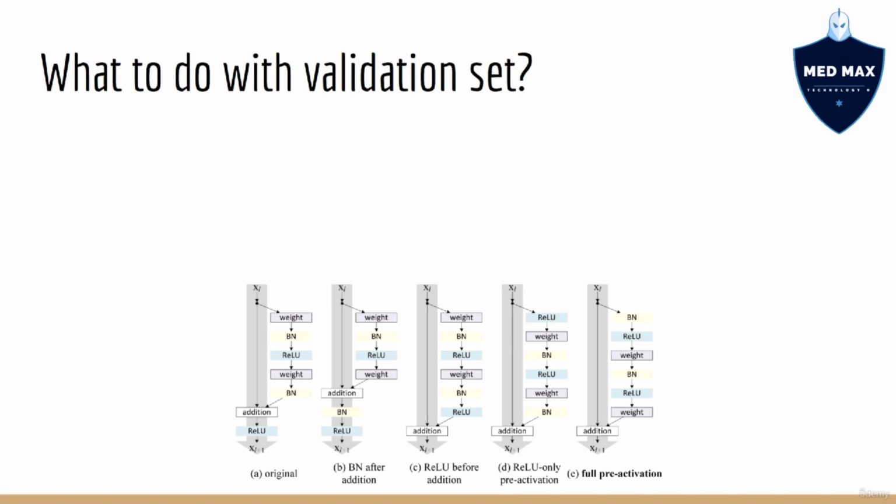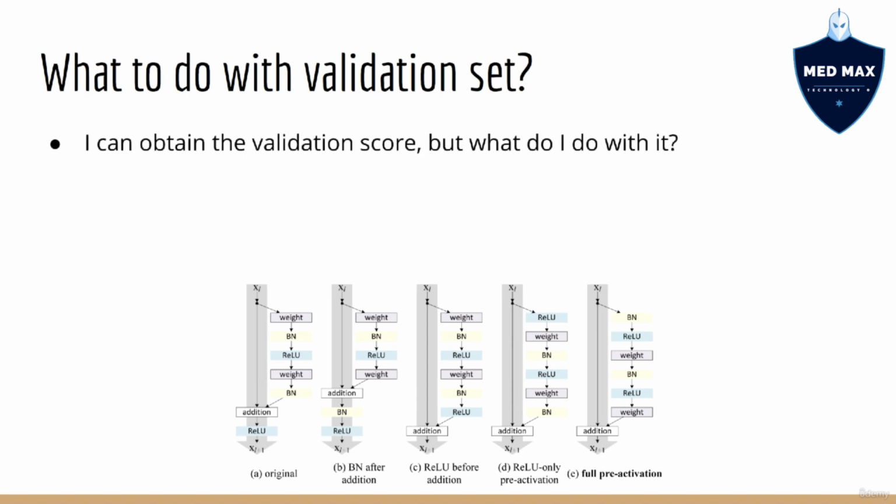The next question I want to answer is, what is the validation set even for? You might be thinking, sure, I can evaluate the model to get some idea of how it will perform on unseen data, but then what? What do I do with that result? How is it actionable?